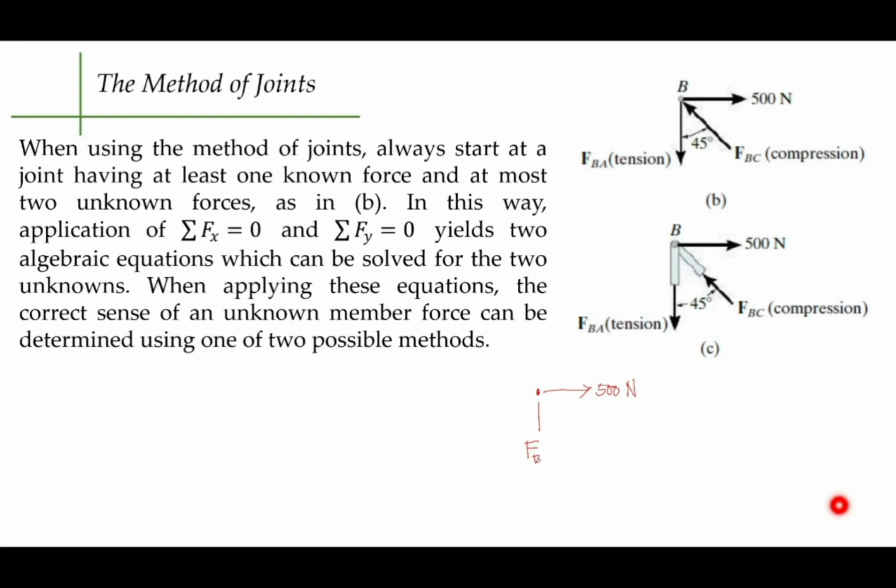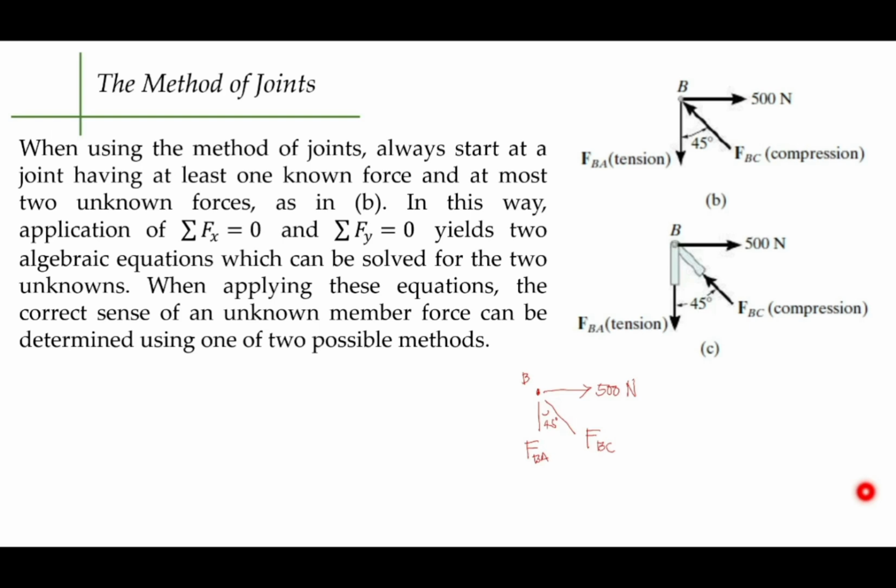Force BA, still, if you can notice, I did not put an arrowhead yet, because we'll try to inspect whether BA is indeed tensile or compression, or BC is compression or tensile. So we'll have two forces here. BC also doesn't have an arrowhead, at 45 degrees. This is point B. Now, 500 Newton is going to the right.